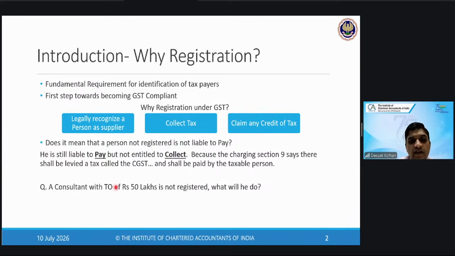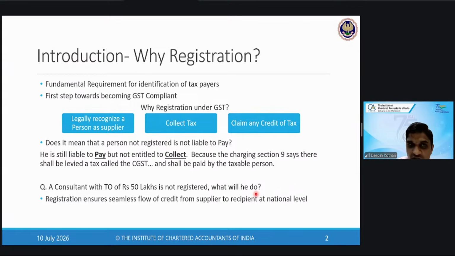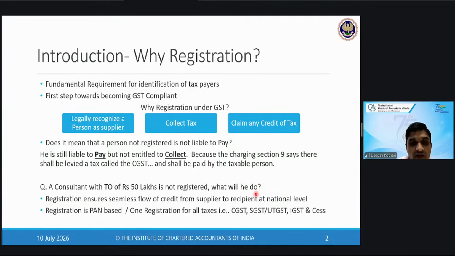A consultant with a turnover of 50 lakhs is not registered. Exactly my question. A consultant having a turnover of 50 lakhs, and he's not registered. So what will he do? Registration ensures seamless flow of credit. So therefore, he will take the registration and pay the taxes.